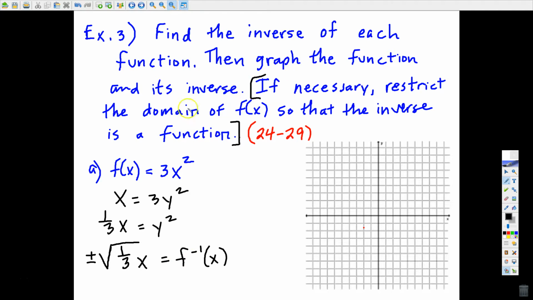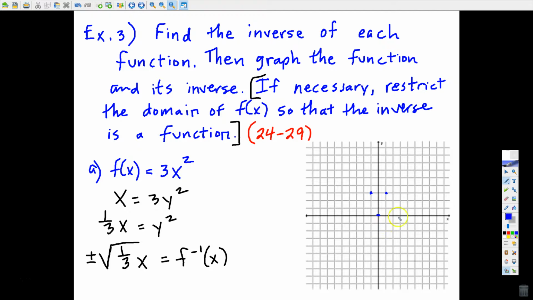And now let's graph the function. It's just a parabola with a vertex at the origin. Maybe I'll use blue. Okay, if you input 0, you get output 0. If you input 1, you get output 3. We have symmetry around the y-axis, so I can match up that point.